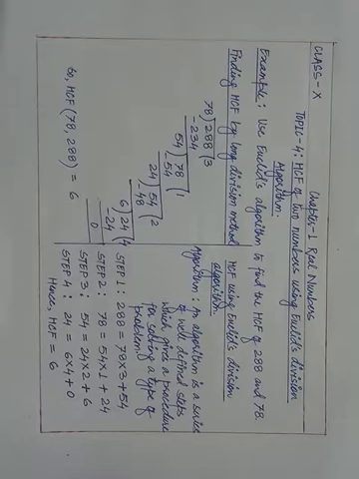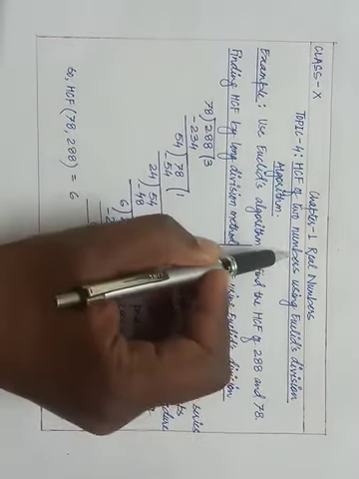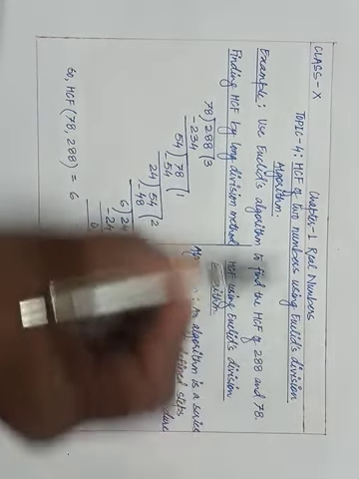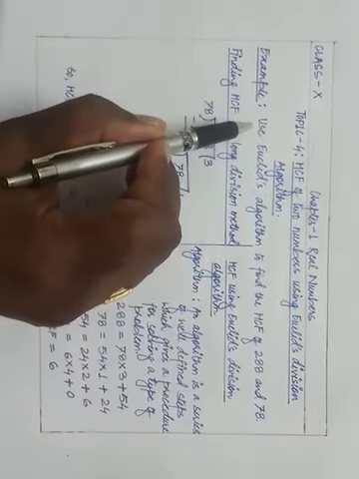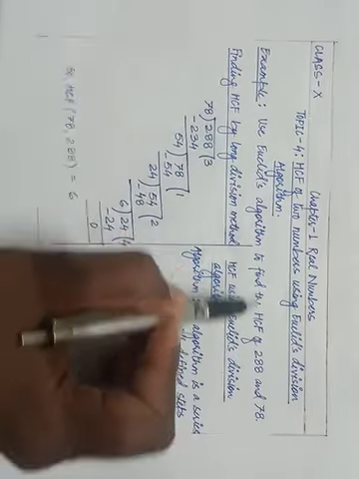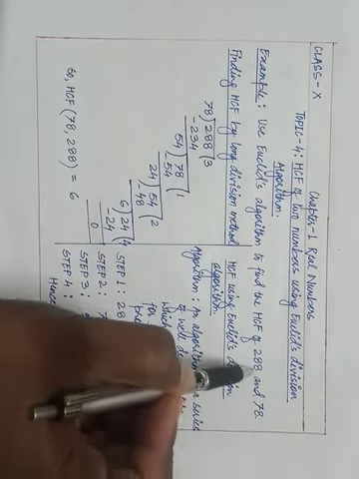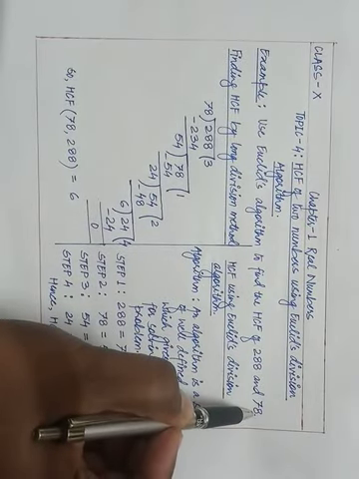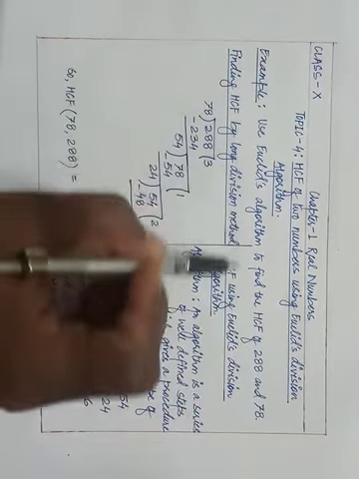Namaskar students. In this video, we will see how to calculate the HCF of two numbers using Euclid's division algorithm. For this, I have taken one example. Use Euclid's algorithm to find the HCF of 288 and 78. So we will see one by one.